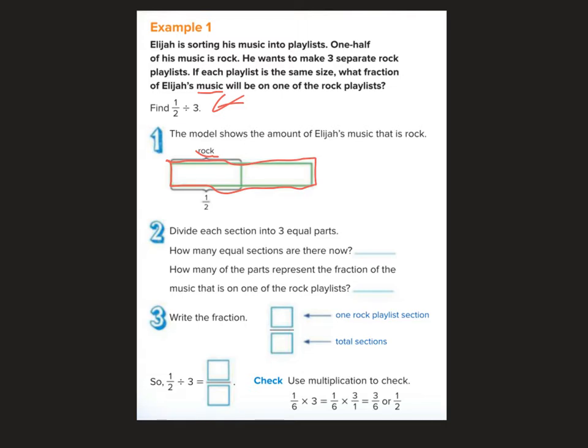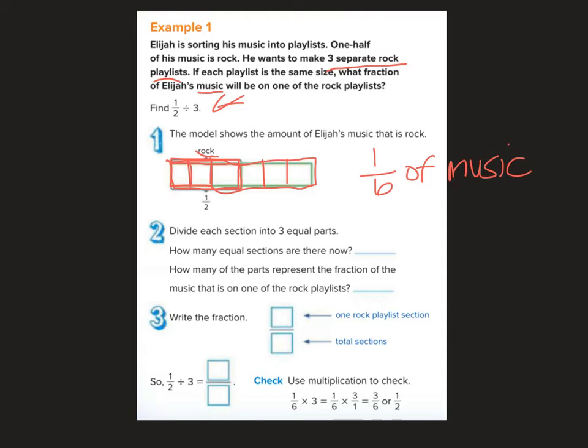So if I divide this half into 3, I also need to divide this half into 3, which means all of his music is divided into 1/6 pieces. So if I take his pieces of rock music here, and I divide it by 3 because he wants to make 3 separate playlists, each one would be 1/6 of his music.